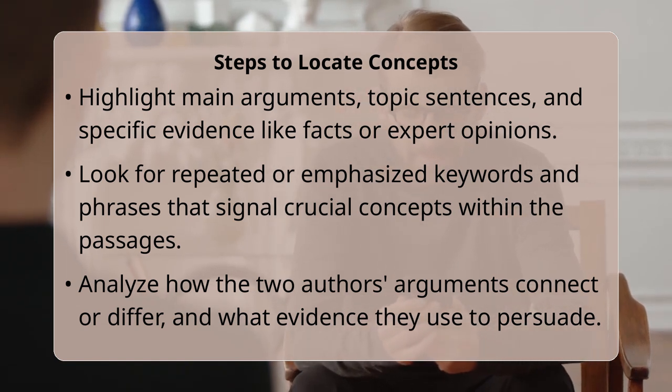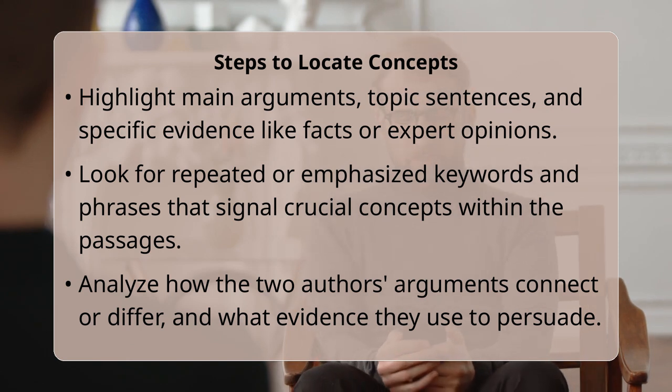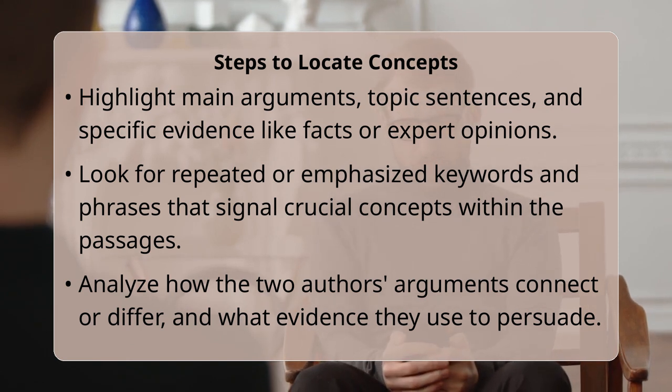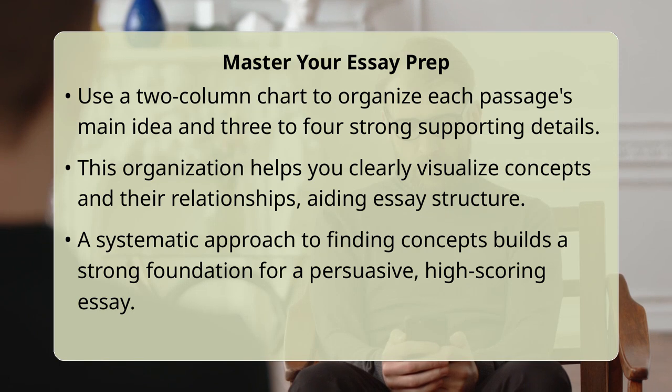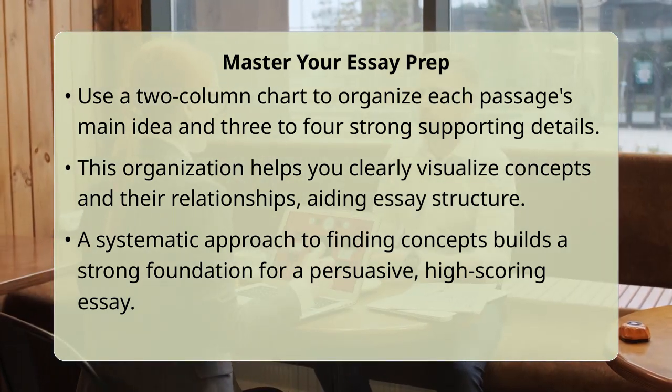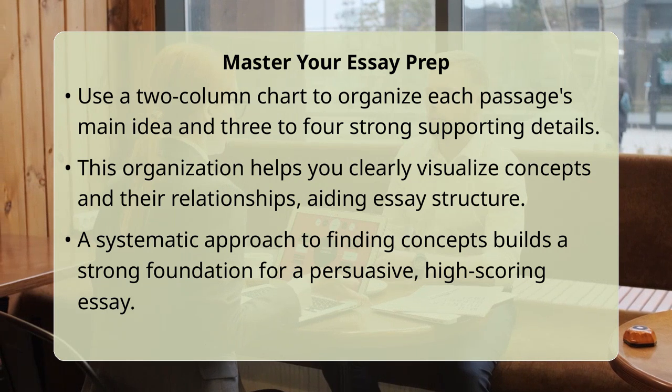A great tip for extracting key concepts is to create a simple two-column chart after reading. Label one column for passage 1 and the other for passage 2. Under each column, jot down the main idea and two to three strong supporting details or pieces of evidence. This visual organization helps you see the concepts clearly and how they relate or differ, which is invaluable when structuring your own argument. Remember, while the texts provide all the content, your analysis and organization are what truly showcase your writing skills.